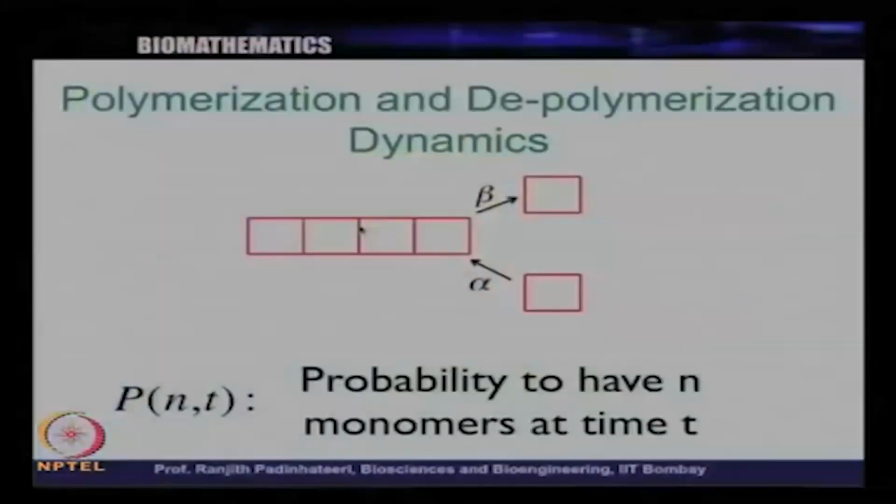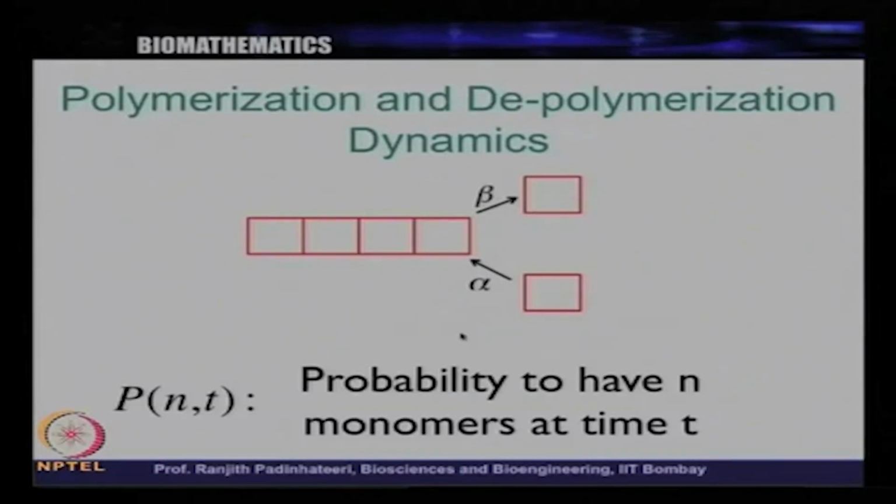Okay, so let us take this example of polymerization and depolymerization dynamics. Let us say you have a filament here, and with some rate alpha you can polymerize, and with some other rate beta it can depolymerize. This is the simplest case one can think of, polymerization and depolymerization.